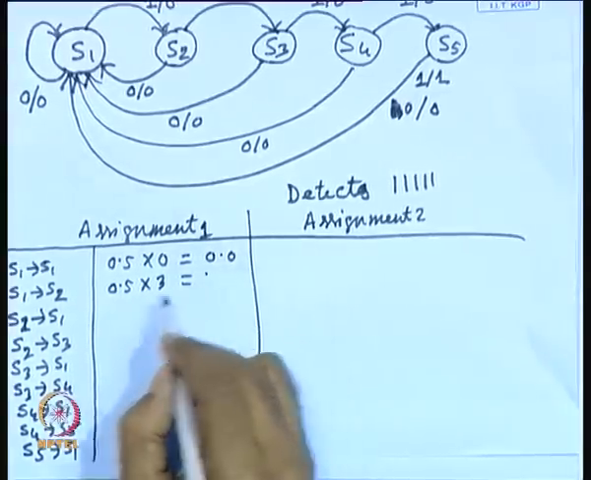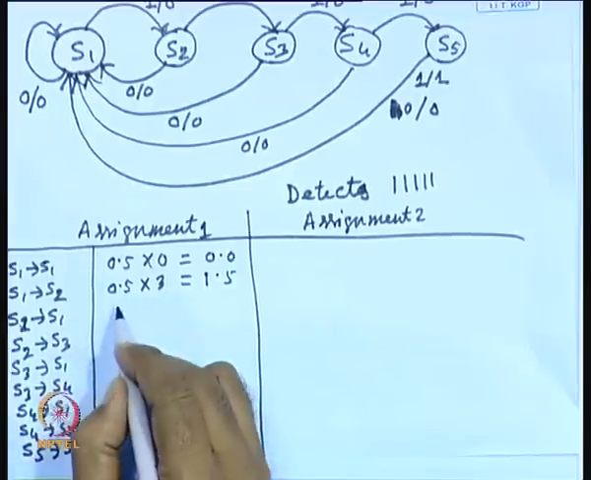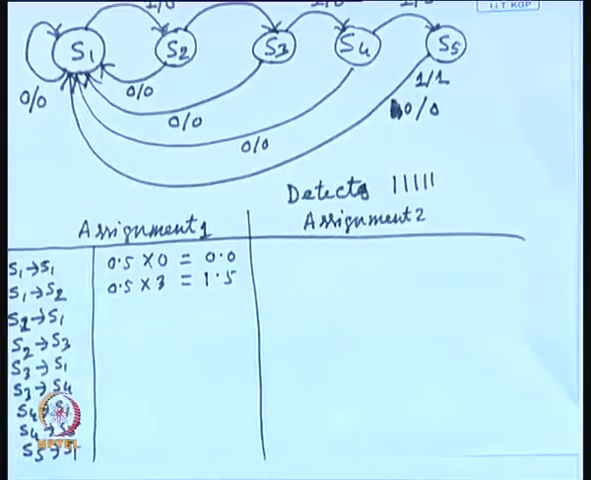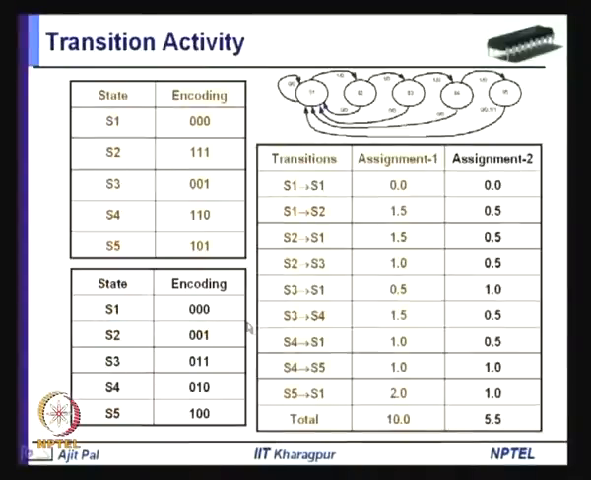So, it will be 1.5. In this way, from S2 to S1, the code for S2 is, as you have seen, 111. Let me show it here itself, where you have got all the codes as well as the transitions. So, you can see here whenever it goes from S1 to S1, probability is 0.5, and there is no transition, so there is no switching activity. So, it will be 0, and for S1 to S2 the number of transitions is 3 and probability is 0.5. So, 0.5 into 3 is 1.5.